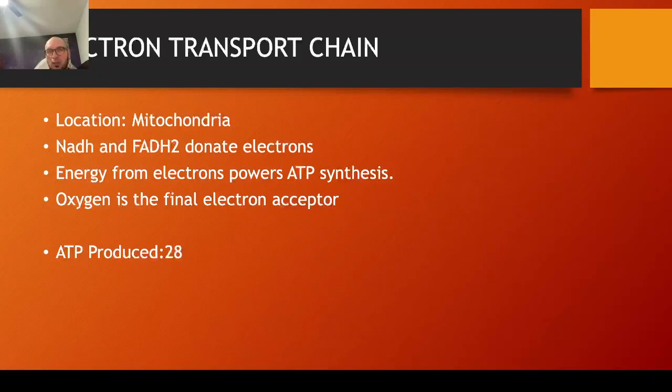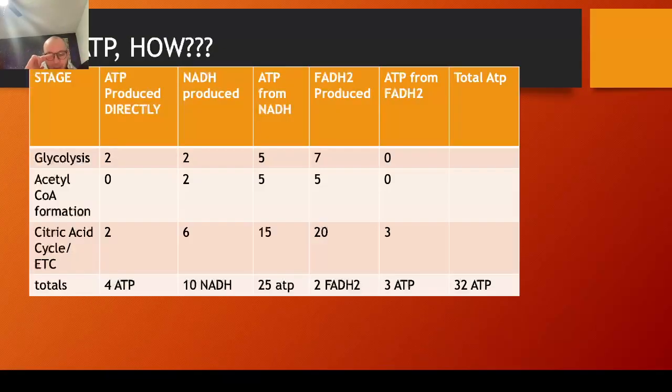Finally, oxygen is the final electron acceptor, combining with electrons and protons to form water. This step itself produces so much ATP. That's why oxygen is vital. Without it, the ETC stops and we can't make enough ATP. So roughly we'll get around 32 ATP. There's a lot of numbers here, so we'll break it down together.